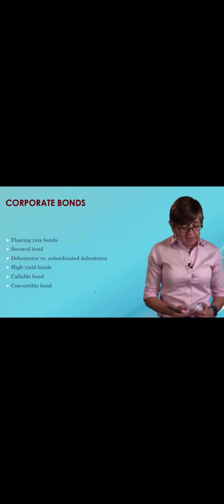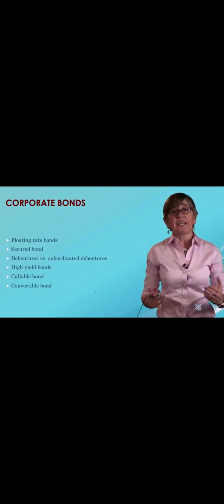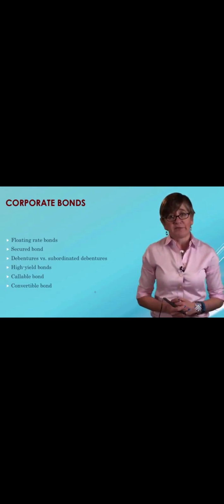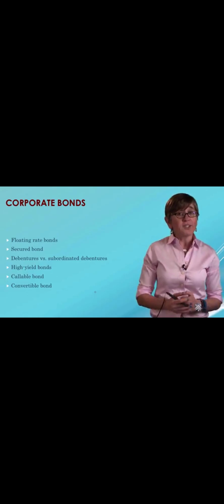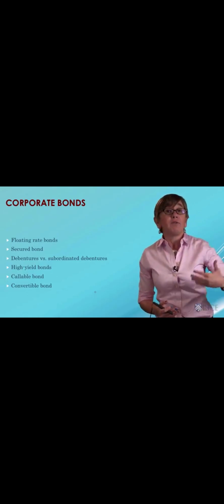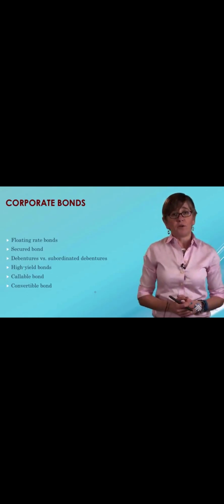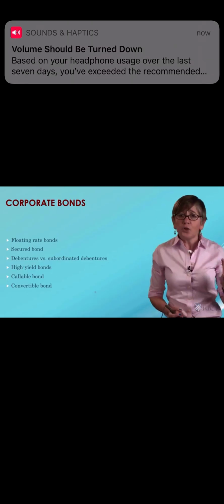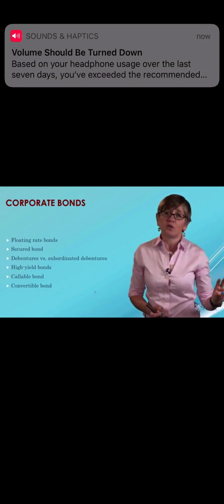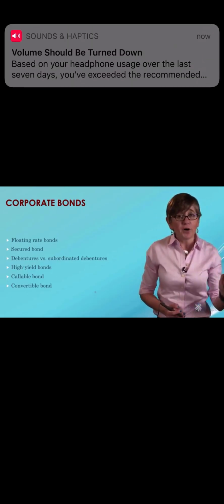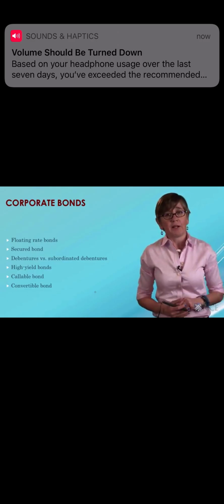In contrast, debentures are unsecured bonds that are not backed by a specific collateral. And subordinated debentures have lower priority to all other bondholders. Now, there are two important types of corporate bonds that I would like to talk about. These are convertible bonds and callable bonds.